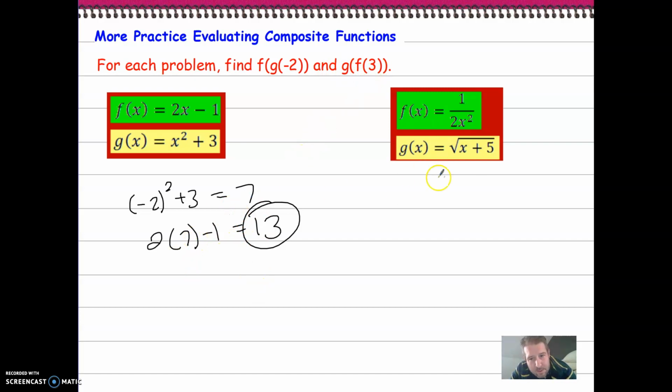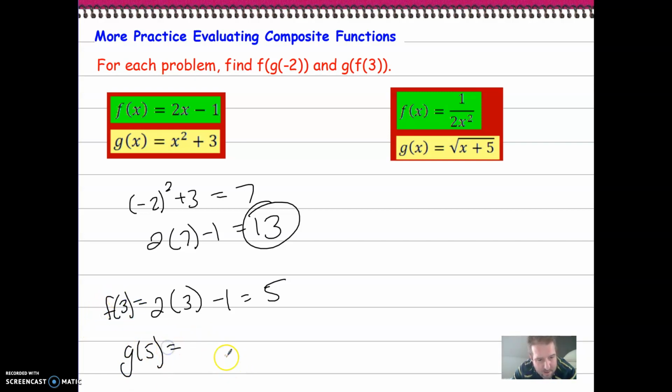So I'm going to do that one. This is basically the same thing, saving time here. G of f of 3. So f of 3, 2 times 3 is 6, minus 1 is 5. And we do g of 5. I haven't been writing this, I'm just trying to save time here. So this is f of 3 equals and g of 5 equals. So that would be 5 squared plus 3, 25 plus 3 more makes 28. That is your answer.